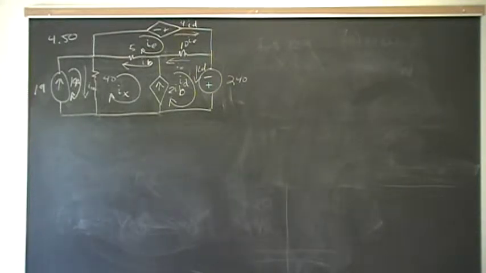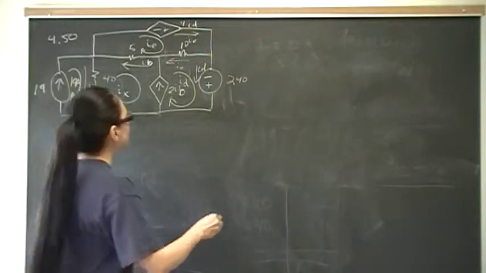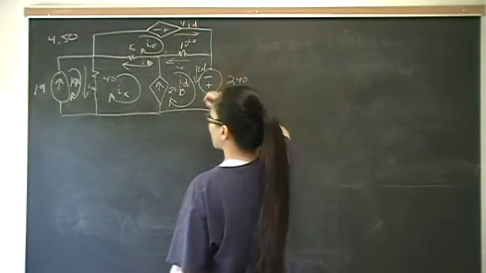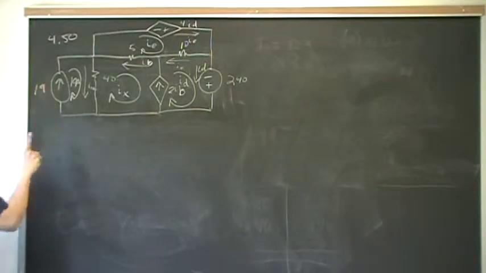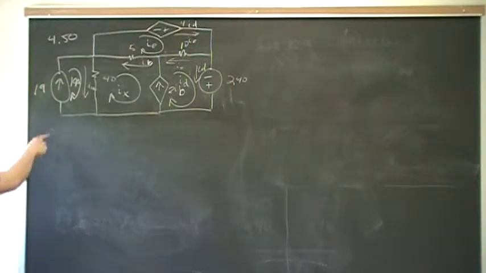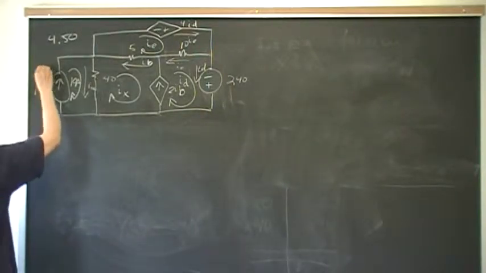So let's start writing our mesh equation. So mesh at 19 amp. Well, the first thing we have to do is recognize that this current source has some voltage drop associated with it, but we don't know what it is. So we're going to call it Vx.